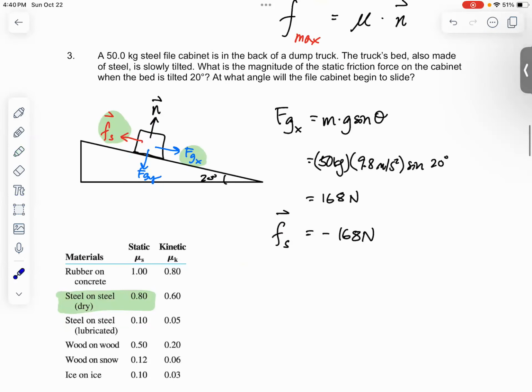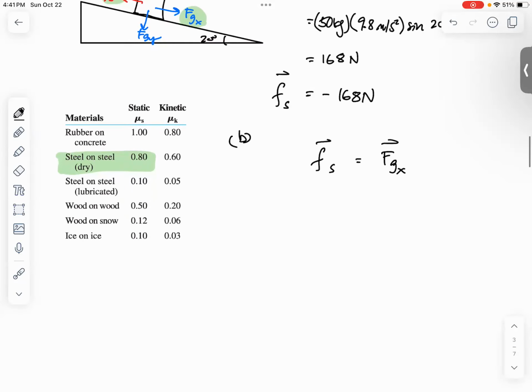So let's set up the relationship here. That means we have the force of friction equal to the FGX. Let's find out what that angle is. Now, the following part is going to involve some algebra work that you might not have seen in the past. So I want you to bear with me and just look at it. If you have a question, make sure you stop me and ask the question, okay?